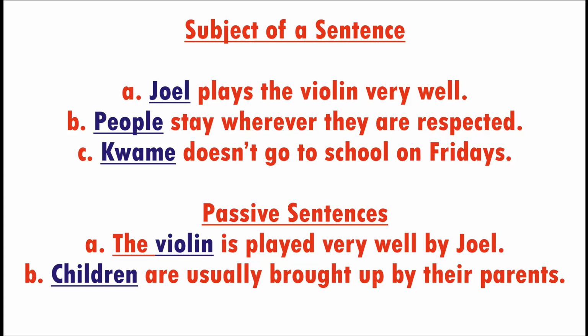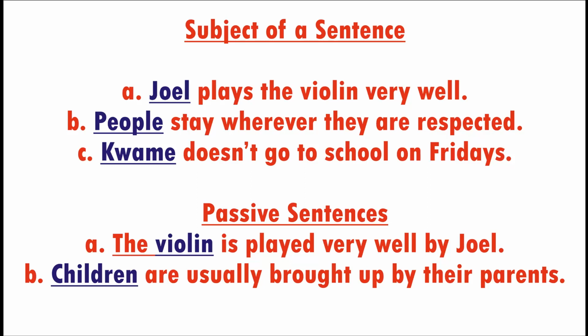So if you look at example A, in the active voice, we say Joel plays the violin very well. Now, we come to example A in the passive sentence, you realize that the violin, which is object, now becomes the subject in the passive sentence. The violin is played very well by Joel. The subject of the sentence is no longer Joel, but the violin. Because as a matter of fact, we can even remove Joel totally from the sentence. We can say the violin is played very well. So here in passive voice, the subject may not be acting, but then it comes before the verbs.